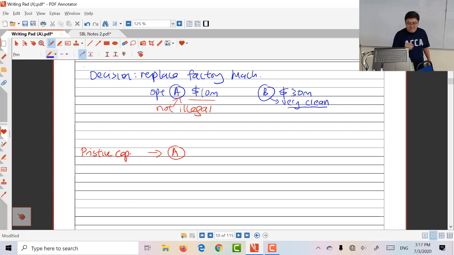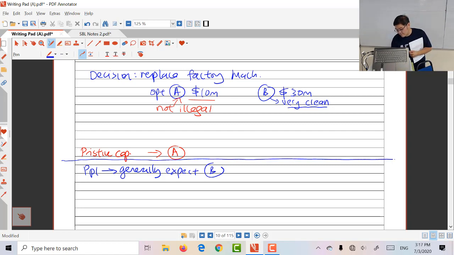Okay, now I'm going to ask you. Now, people generally expect B. It's a norm. It's not in the government, it's not in the legislation. The law never says you cannot go for A or B or what. But the people are generally hoping for B. So if you are the company, again, if you subscribe to pristine capitalist, what is your option? Still A. It's still not illegal. I will still go for the option that will maximize my return.